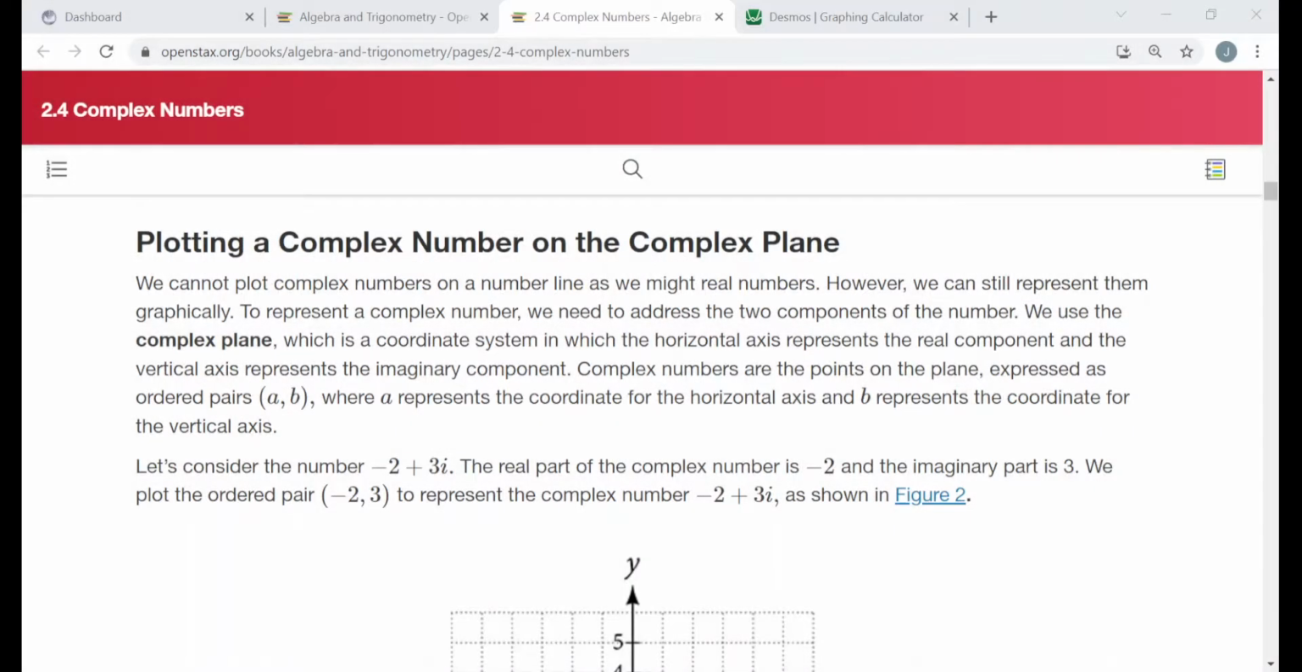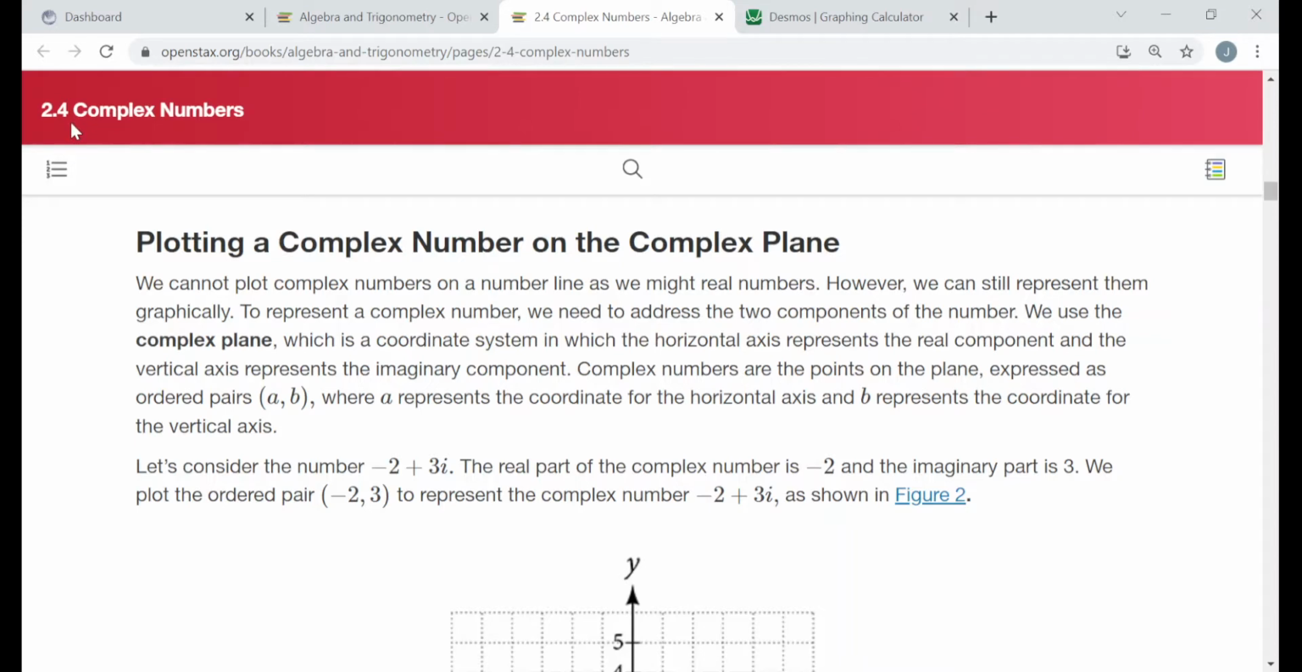Hello everyone. The title of this video is Plotting a Complex Number on the Complex Plane. Each example I'm going to be doing is taken directly from either the examples or the try it problems or the exercises at the end of section 2.4 of a free online textbook at openstax.org. It's the Algebra and Trigonometry textbook.